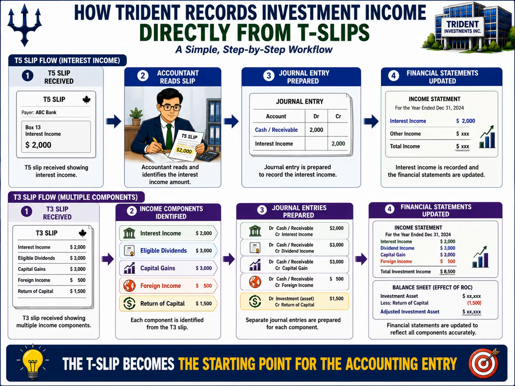Interest income is recorded separately. Dividend income is recorded separately. Capital gains are recorded separately.